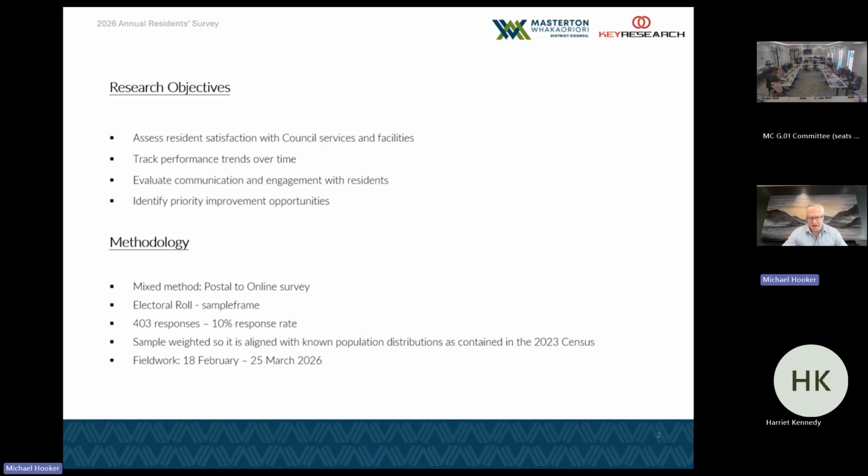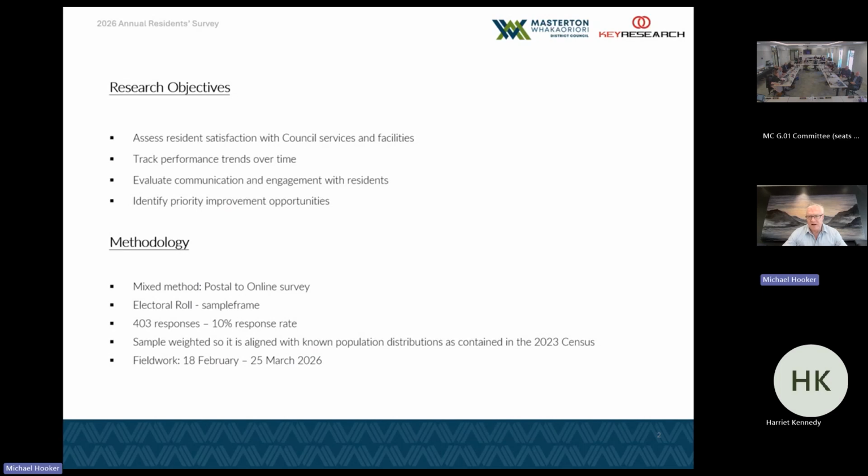So what we do is that we post a letter to residents and we invite them to participate in the survey by way of a link that they can copy into their browser or by way of a QR code. And you'll see there that we get a reasonable response rate. We've ended up with an analytical sample of 403 responses.